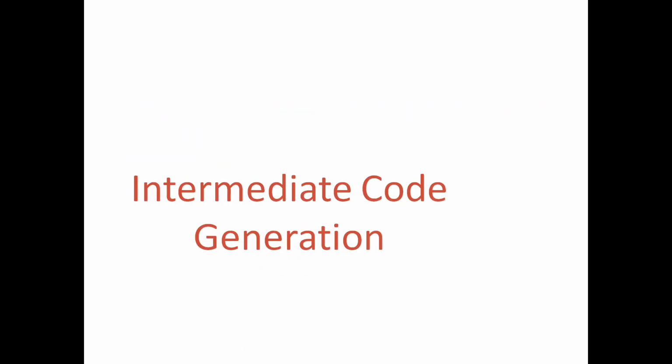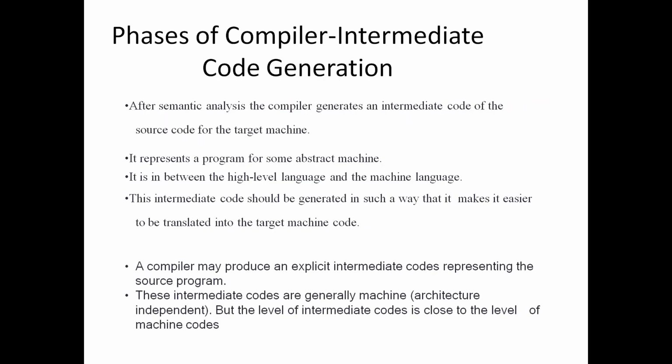Then the fourth phase is intermediate code generation. The purpose of intermediate code generation is that before generating the machine code, some intermediate code is generated. It represents a program for some abstract machine, in between the high level language and the machine level language. The final language we get from the compiler is machine language, but before that some intermediate language is generated by intermediate code generation.